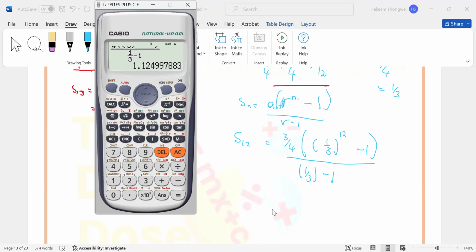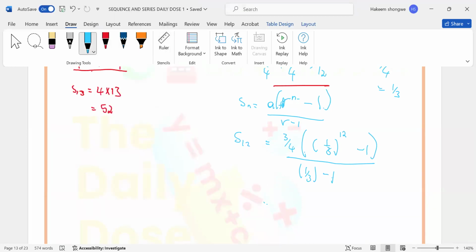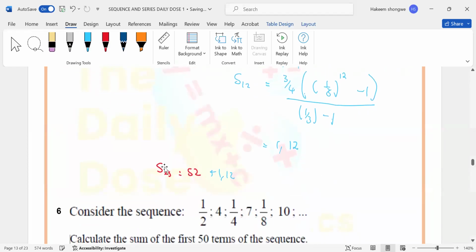If you round it off to 2 decimal places, remember they usually say round off to 2 decimal places, it is 1,12. Okay, then what is going to be our S25? Our S25 is going to be equal to 52 plus 1,12, which is equal to 53,12. Then you can do the rest.